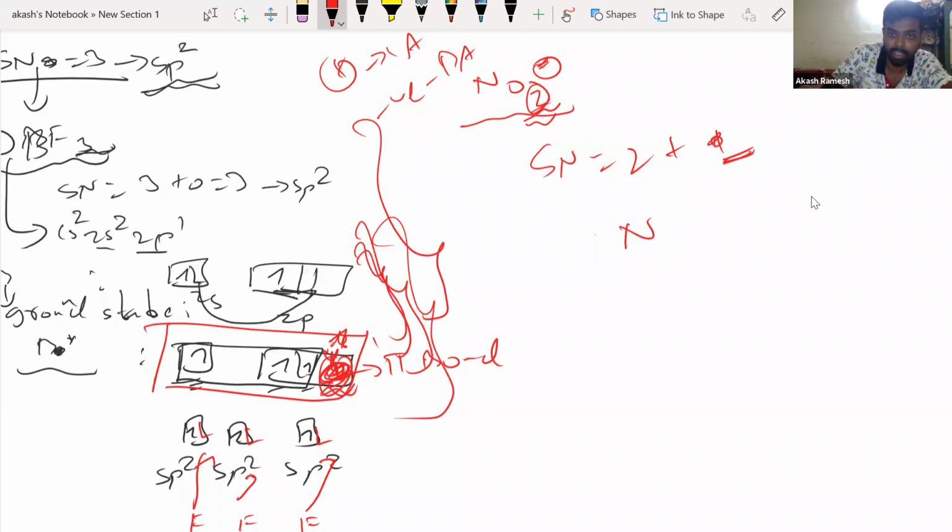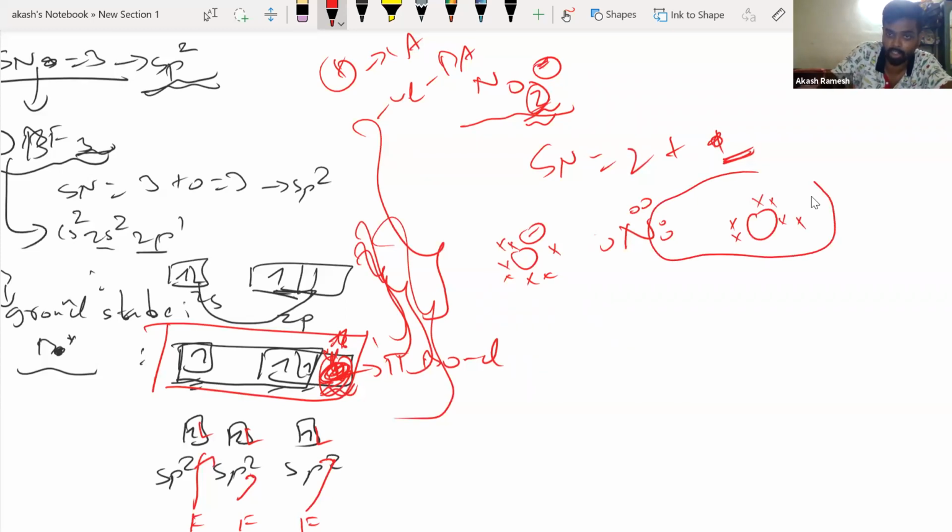Nitrogen has 5 valence electrons, 1, 2, 3, 4, 5. One of the oxygens is O minus, so it has 7 valence electrons, 1 to 7. I told you the negative charge has to go to oxygen. One oxygen atom has the negative charge, the other is normal, with 6 electrons. This oxygen requires 2 more electrons to satisfy its octet, and this oxygen requires 1 more electron. So nitrogen will take these 3 electrons.